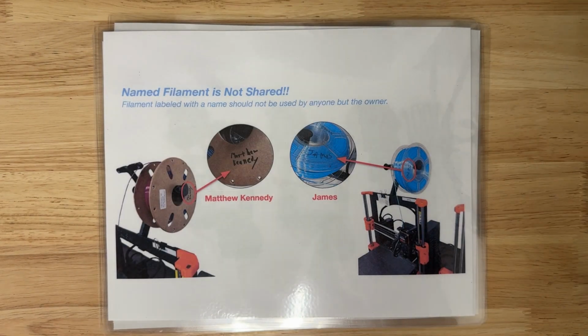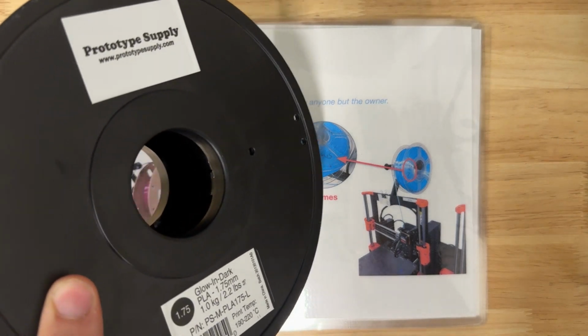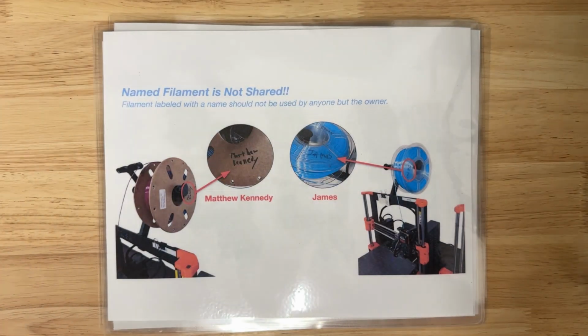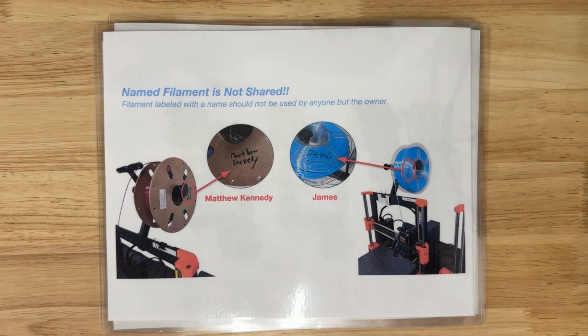However, if you're grabbing filament off of a printer, make sure it doesn't have anybody's name on it. This doesn't have anybody's name on it. I'm not seeing any Sharpie anywhere. So I know that this is the shop's filament. This is free to use. So please look out for anybody's name before you start printing.